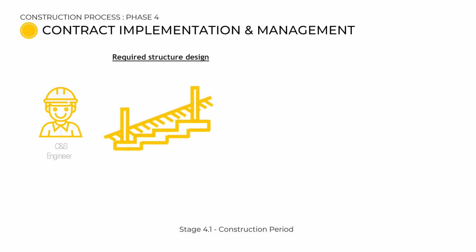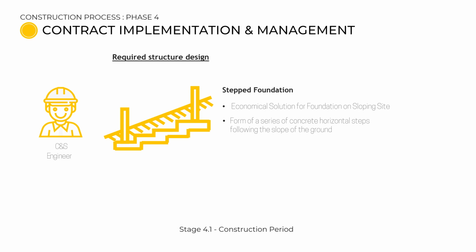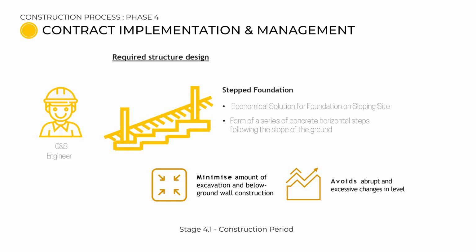Thirdly, the step foundation. This type of foundation is the most economical solution to construct a foundation on a sloping site. It takes the form of a series of concrete horizontal steps following the slope of the ground. This helps to minimize the amount of excavation and below ground wall construction that would otherwise be required. Regularly stepping foundation also avoids abrupt and excessive changes in level that could cause a weakness resulting in movement.